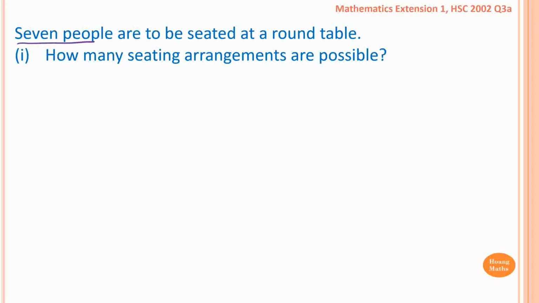Part 1. We know that there are 7 people altogether. Because you sit around the table, all we need to do is 7 factorial divided by 7, or 7 minus 1 factorial, which is equal to 6 factorial. Put in a calculator, which gives me 720.